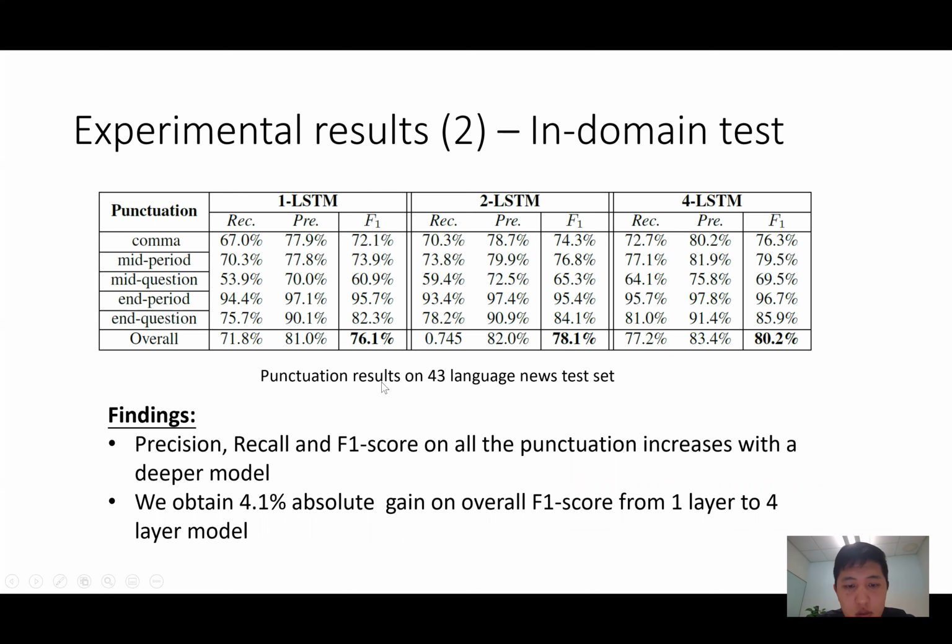These are the punctuation results on the 43 language news test set, the in-domain test set, for the one layer, 2 layer, and 4 layer LSTM models. Precision, recall, and F1 score on all the punctuation increase with the deeper model. We obtain a 4.1% absolute gain on overall F1 score from the 1 layer to the 4 layer model.